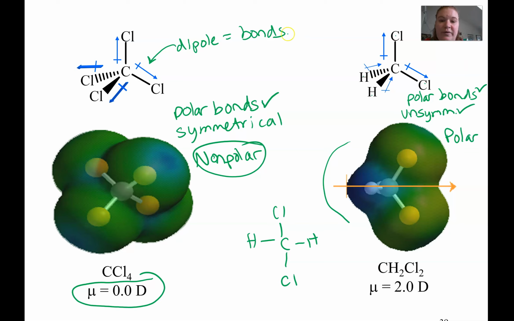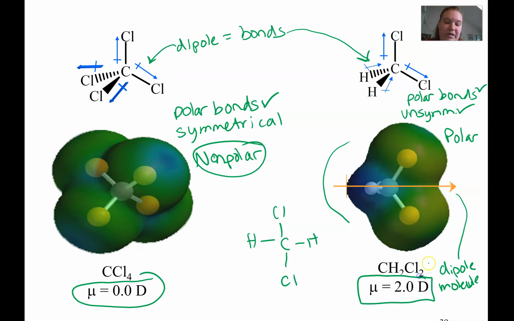Now, the blue arrows are still representing the dipole moments for the bonds. This orange arrow is representing the dipole moment for the molecule overall. And down here, we have a dipole measurement value. You don't really need to understand that. We just need to know that if it's zero, it's nonpolar, and if it's not a zero, then that means that it is a polar molecule.